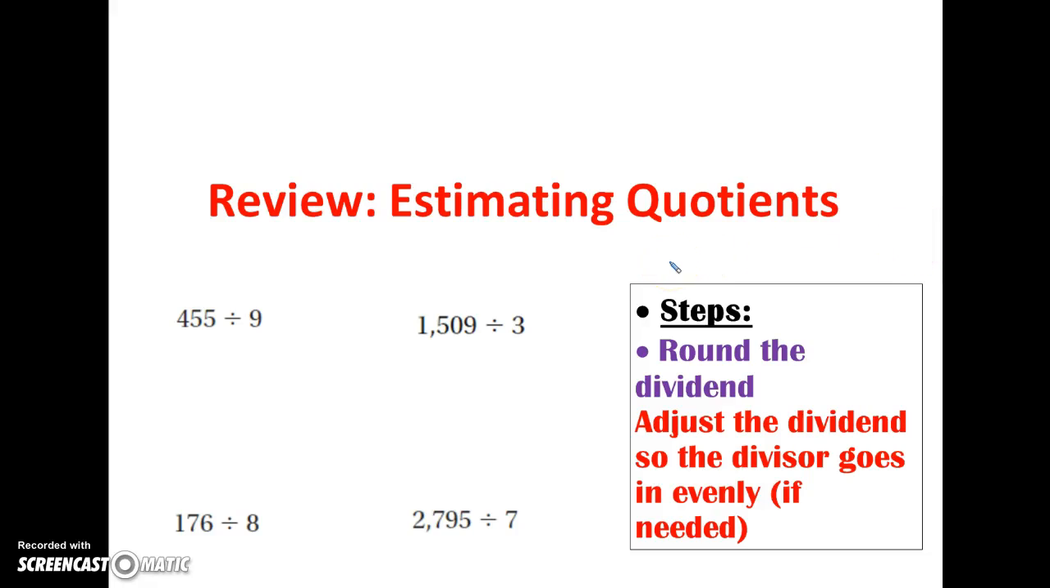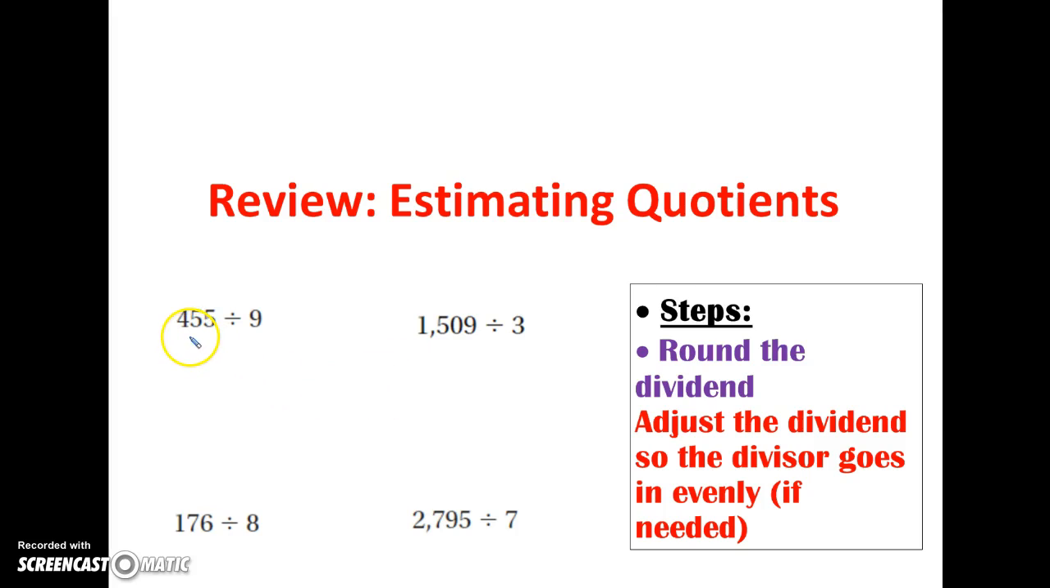Today we talked about estimating quotients, specifically for division problems that have decimals in them. So what we did is we went over some review problems just to remember how to estimate in general, and I'll go over a couple of those just to demonstrate kind of the most straightforward way to estimate quotients.